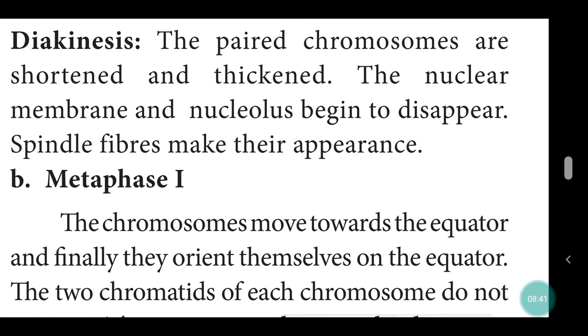Diakinesis. The paired chromosomes are shortened and thickened. The nuclear membrane and nucleolus begin to disappear. Spindle fibers make their appearance. Inside the cell, some thread-like structures we saw, that is spindle fibers. In diakinesis, these are the changes. In metaphase 1, what are the changes? In each heading, we are seeing what changes take place inside the cell.